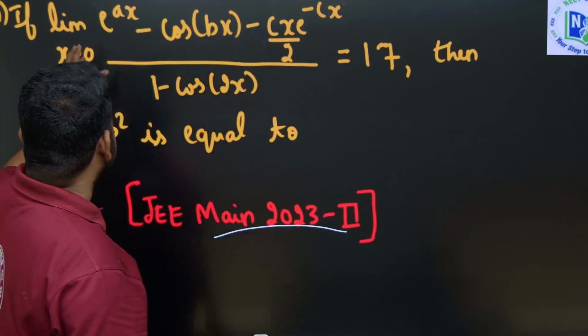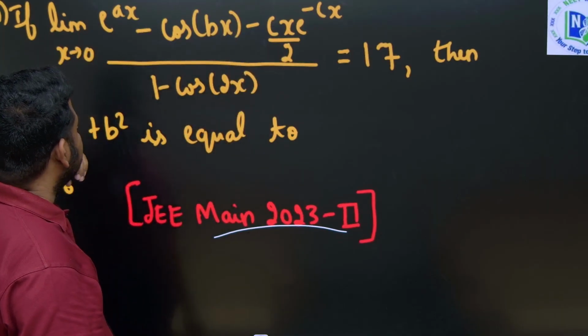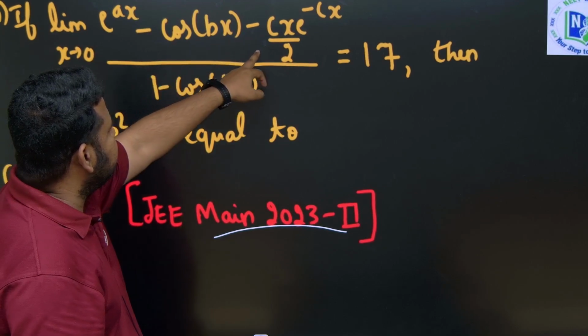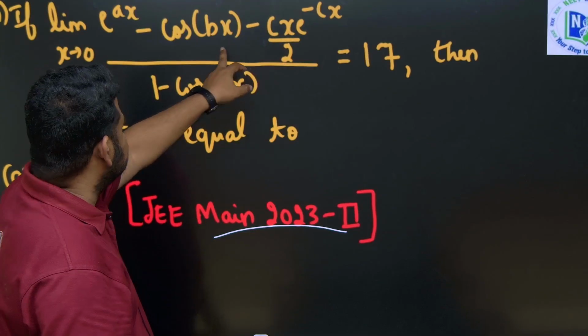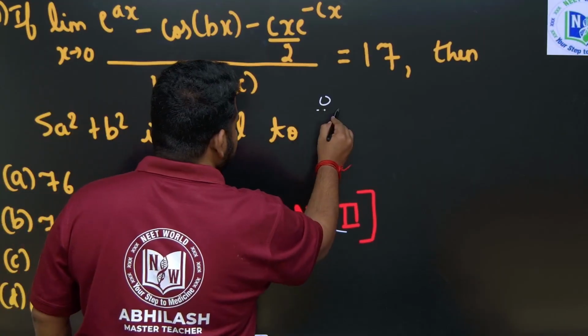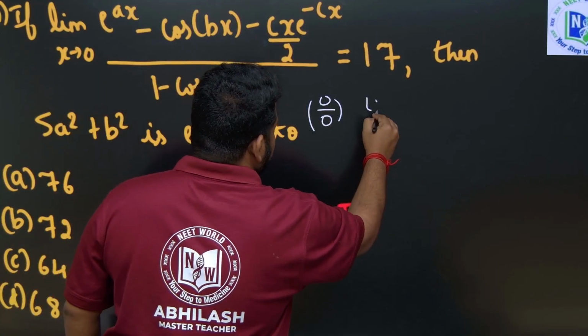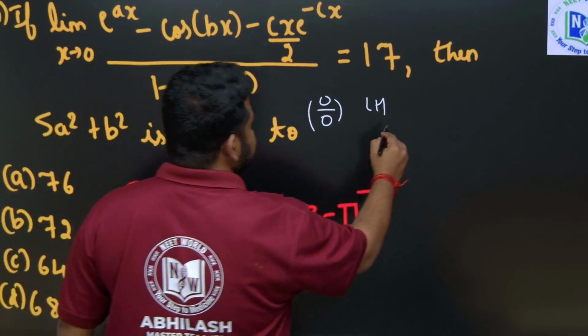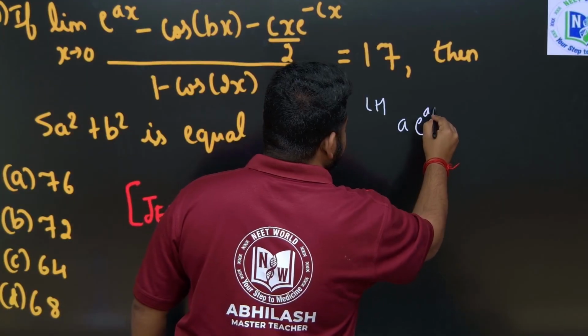So let us see friends, if I put x equal to 0, this will be 1 minus 1, which is 0, and the denominator is again 0. So this is of 0 by 0 form, and I will apply the L'Hospital rule. If I apply the L'Hospital rule, this will become a·e^(ax).